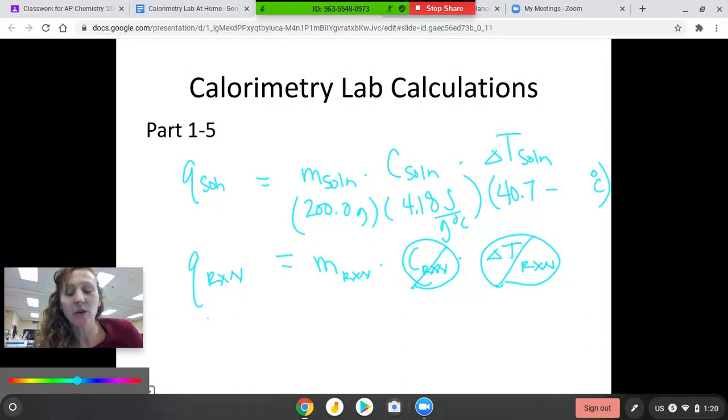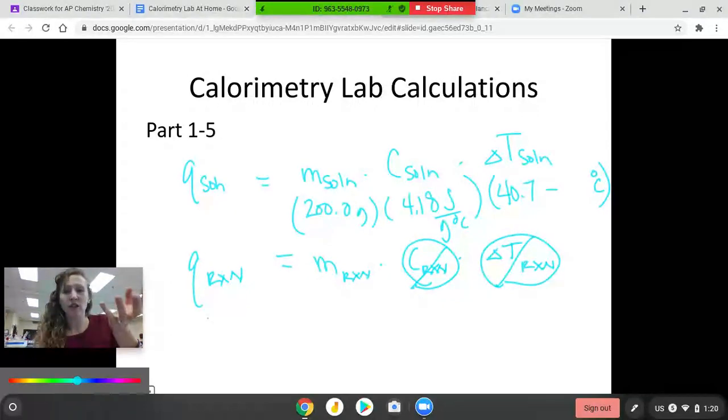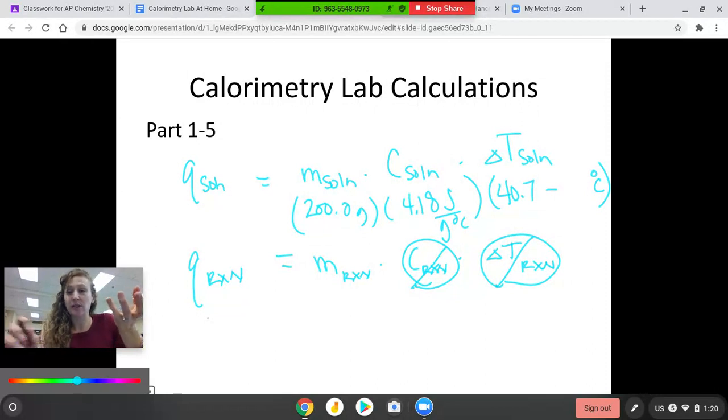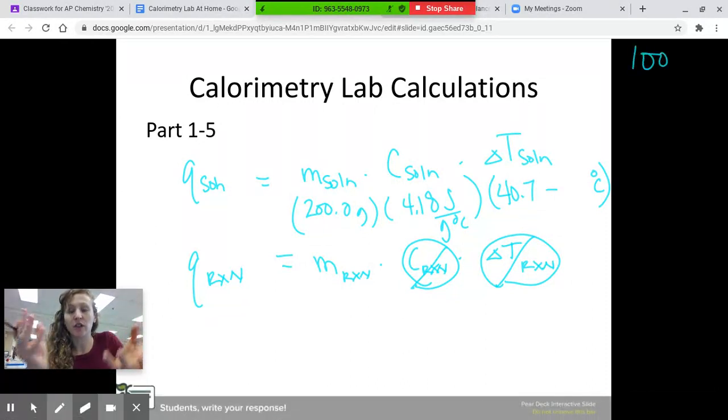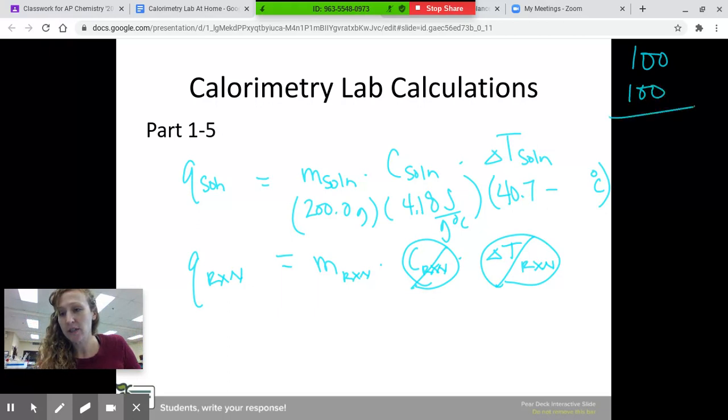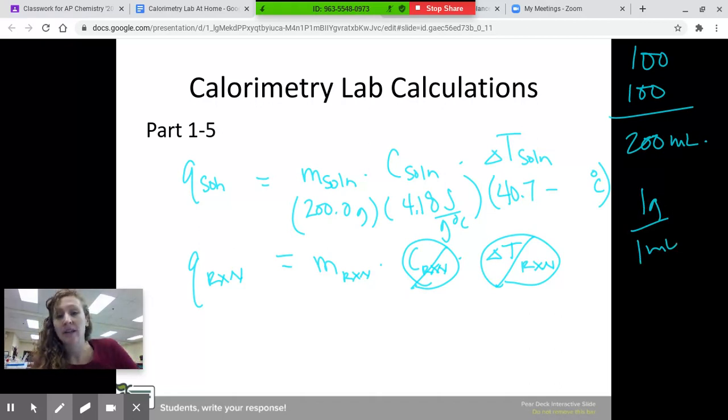The 200 was the mass of my entire solution. So my entire solution is the solution of hydrochloric acid, which was 100 milliliters, and the solution of sodium hydroxide, which was another 100 milliliters. So I have 200 milliliters total, right? And if you multiply that by the density of water, which we're going to assume is close enough to water that we can do that, 1 gram per 1 milliliter, right? Then we can just transition it over to grams.